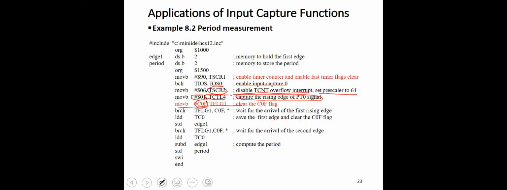This is a label that is defined in the equate statement, which is basically TFLG1 to clear C0 flag. So basically this value is all zeros but 1. The least significant bit is 1 because the location of the C0 flag is the least significant bit. You wait for the flag to be set, so you poll the flag. We are not using interrupts.